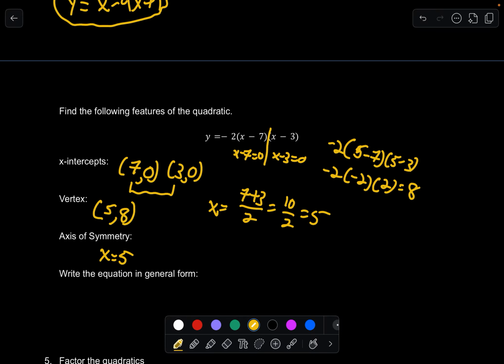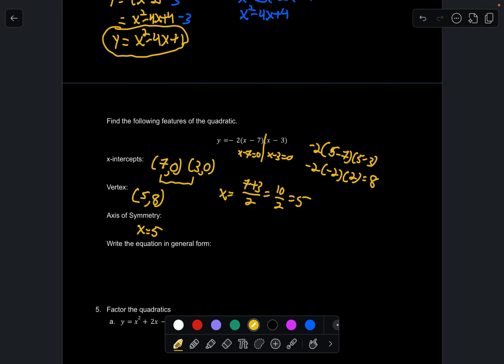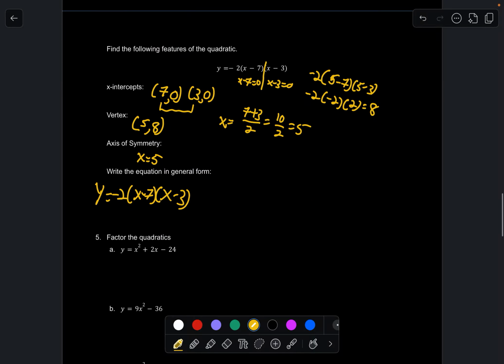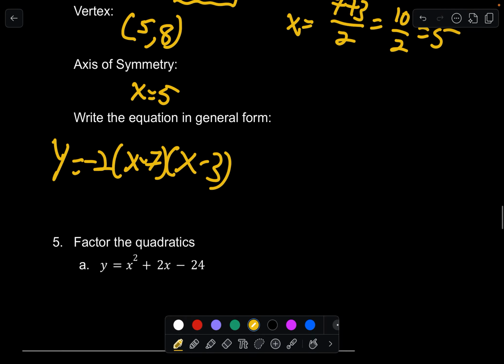All right? And moving on, write the equation in general form. Well, that's fairly straightforward because they already give it to you in factored form. So what you need to do is just multiply together the two binomials here. So this is going to be negative 2, and now if you FOIL it, x times x is x squared.